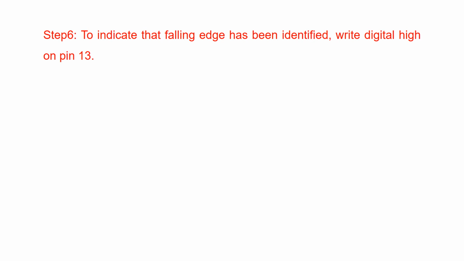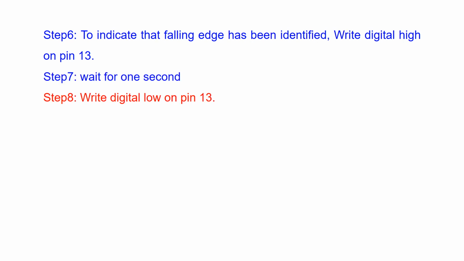Step 6. To indicate that falling edge has been identified, write digital high on pin 13. Step 7. Wait for 1 second. Step 8. Write digital low on pin 13. And now to go into the loop, go back to step 3.